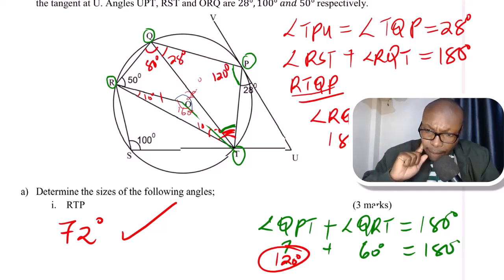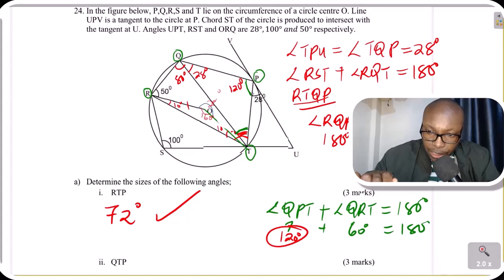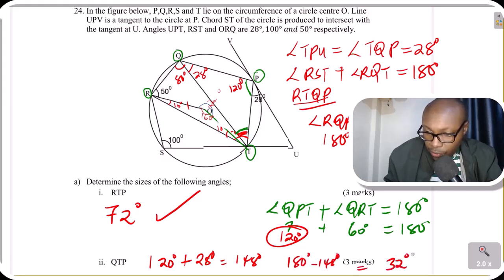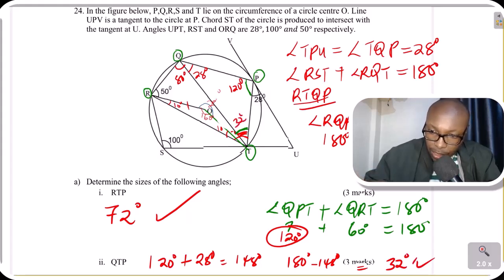Now having that, it is easier to get angle QTP. QTP is here. We are going to consider this triangle QPT. We have 120 and then we have 28 degrees. That gives 148 degrees. The sum of interior angles in a triangle should give 180, so we get the remaining one. We take 180, subtract 148, and that should give 32 degrees. So this angle here is 32 degrees.